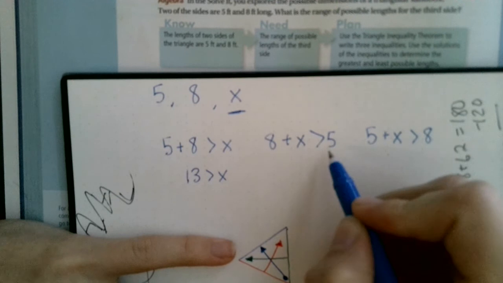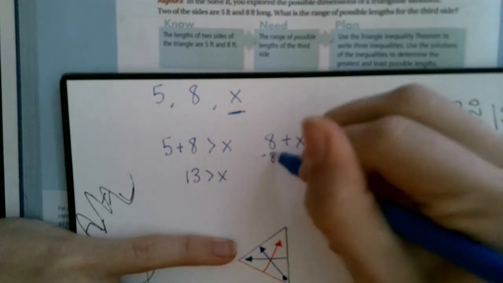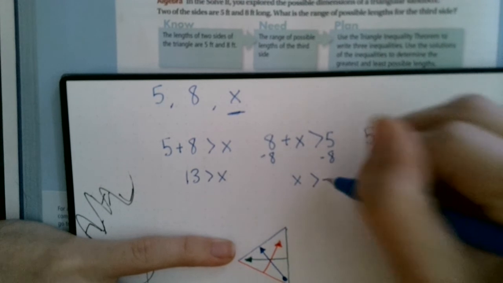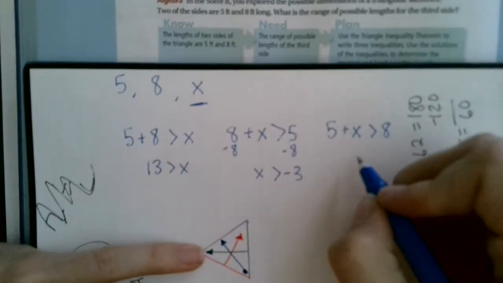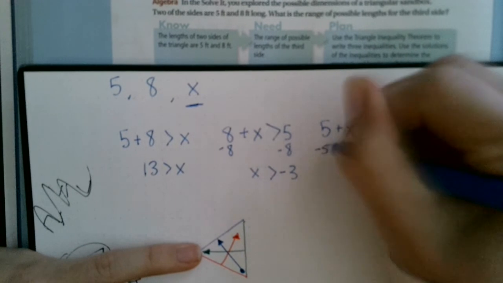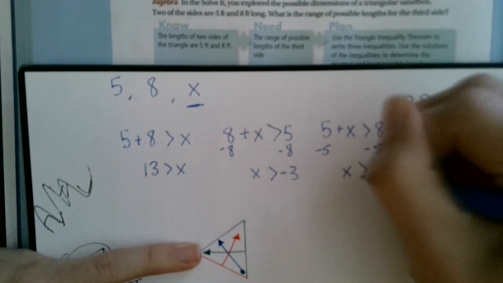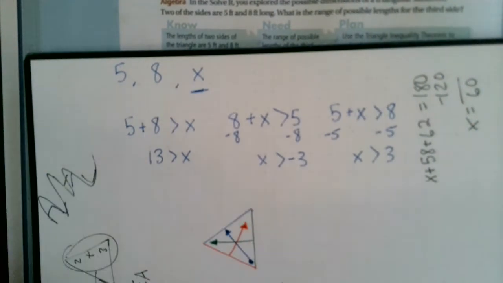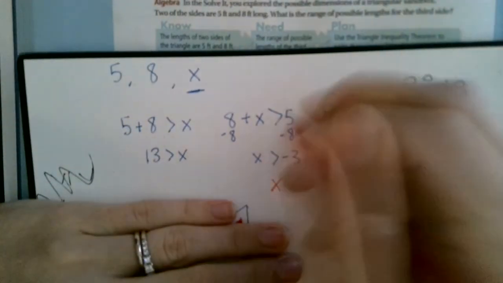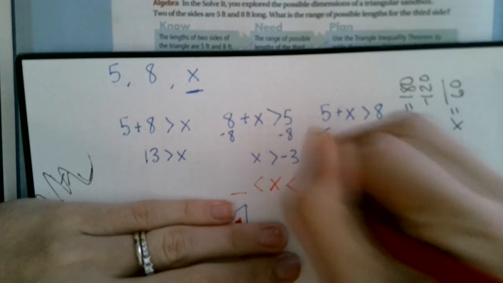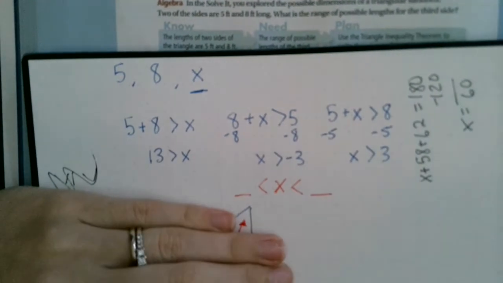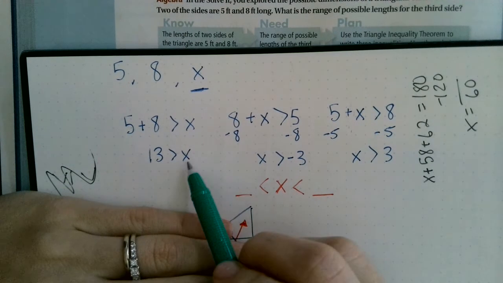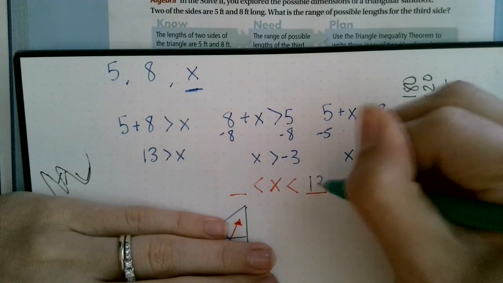Okay, let's solve for x over here. I want to subtract 8. X must be greater than 5 minus 8, which is negative 3. And then over here, I have minus 5, minus 5. X must be greater than 3. So this is how I actually write this out, and this is how you're going to write out all of them. You're going to say x has to be greater than what number and less than what number. Well, we only have one that x has to be less than. X has to be less than what? Well, x has to be less than 13.